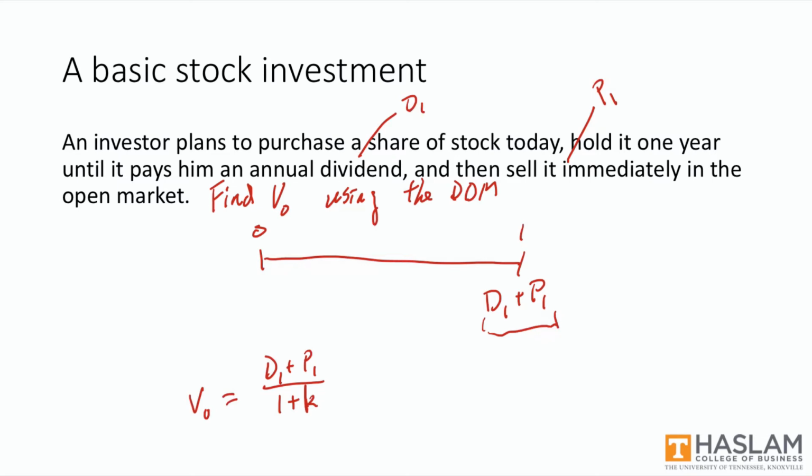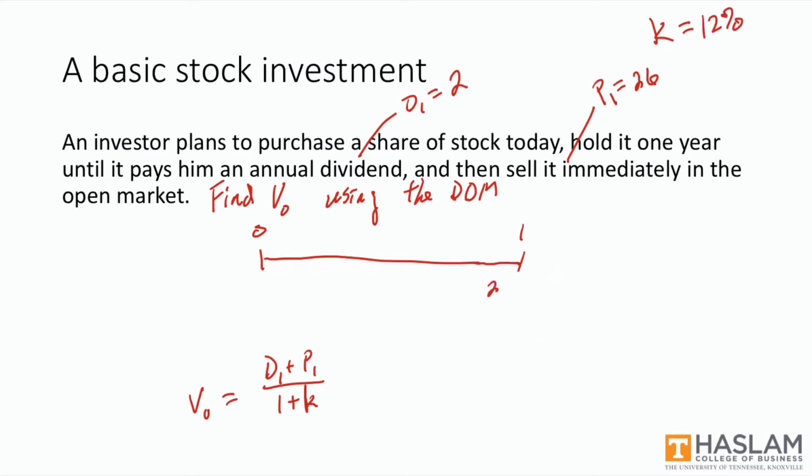And so in order to solve the problem, we just need to know what each of these time 1 cash flows are, and then finally we'll need a discount rate, K. And so for this problem, I'm just going to give these numbers to you. So let's suppose that we expect the dividend at time 1 to equal 2, the sales price at time 1 to equal 26, and the discount rate, which accounts for the risk level of the cash flows, is 12%.